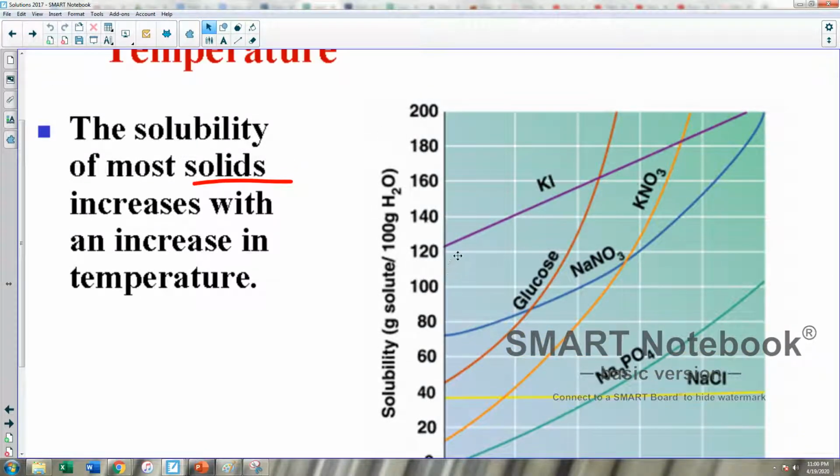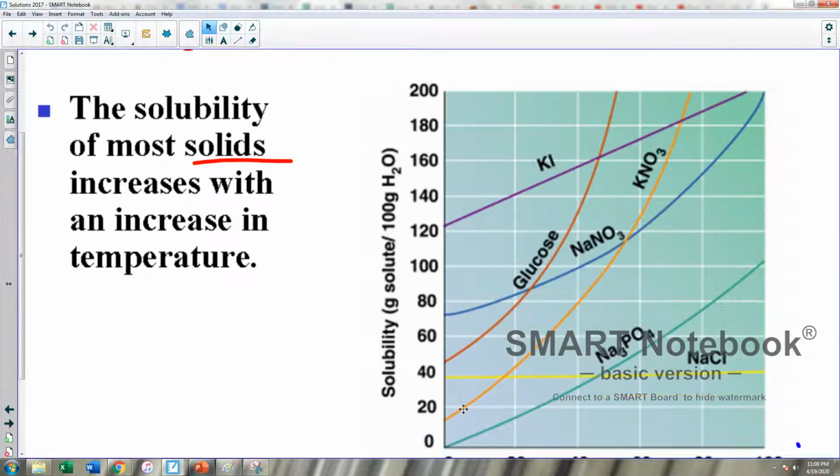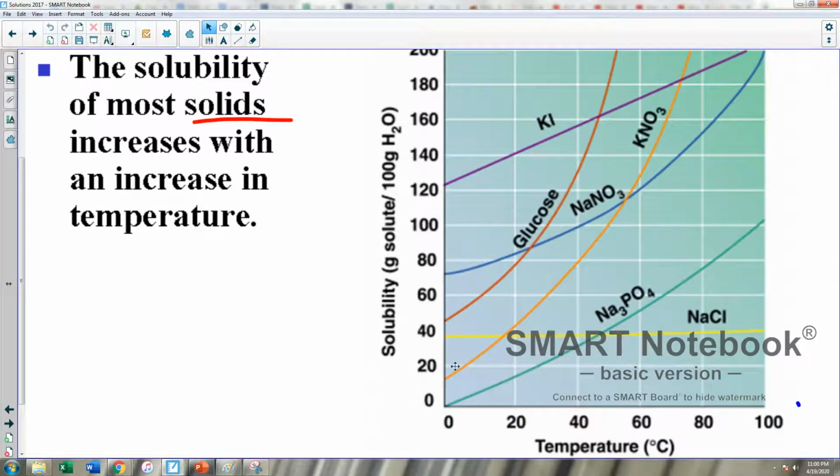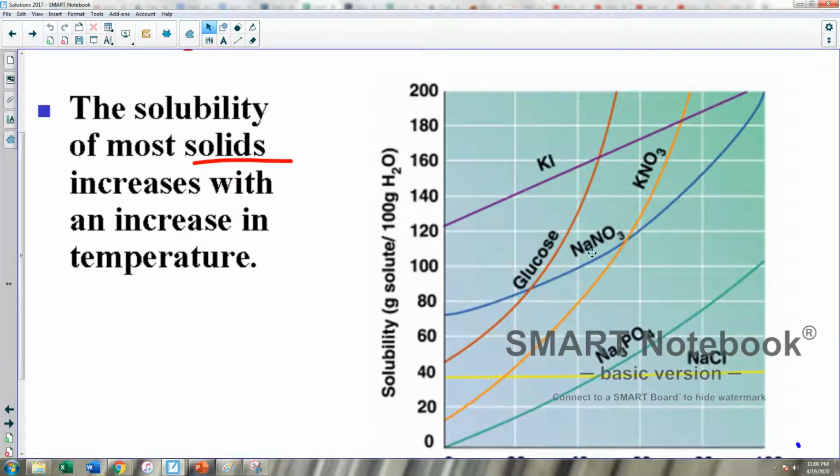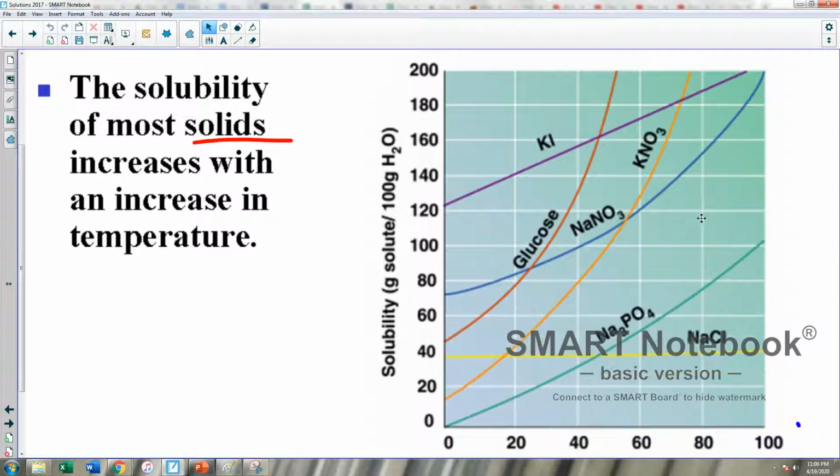So for a lot of salts, as you heat up the water, you can dissolve more and more of the ionic compound. And some compounds are really affected by this. Like a lot of the nitrates, like sodium nitrate and potassium nitrate, you can go from dissolving almost none, like 5-10 grams in ice water at 0 degrees, up to 200 grams in relatively warm water, 60, 70, 80 degrees. So this is very strongly affected.